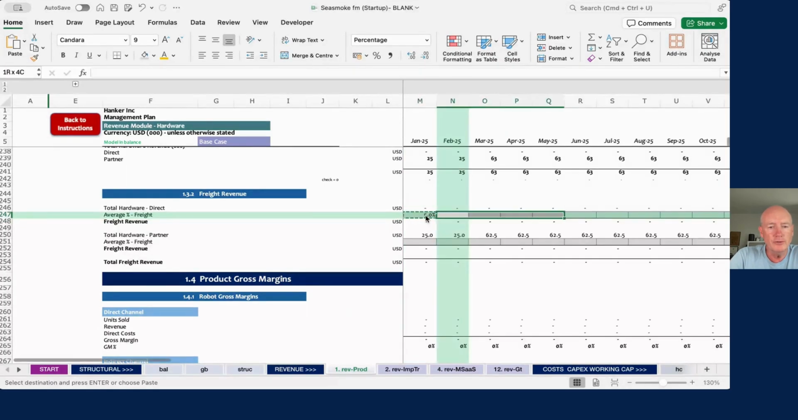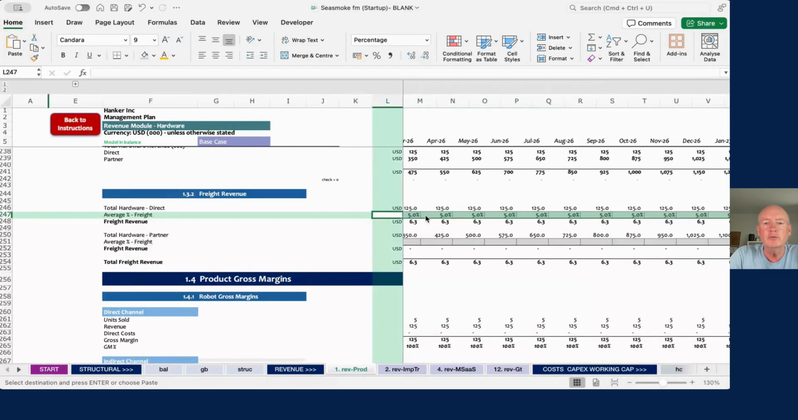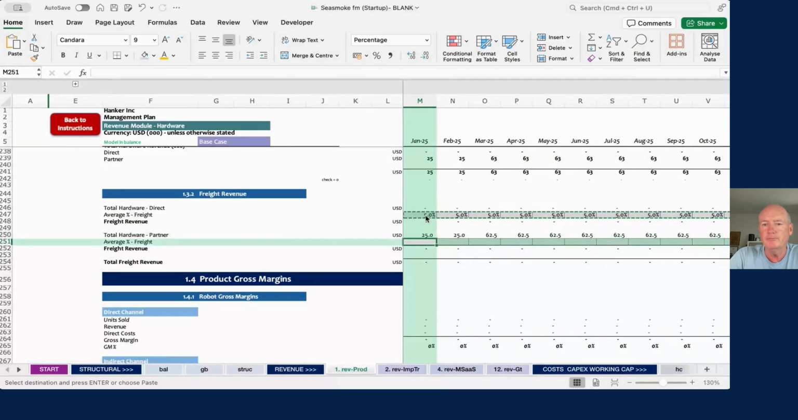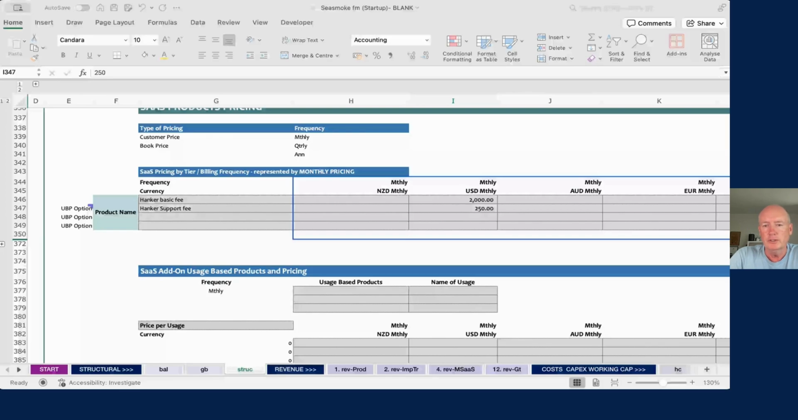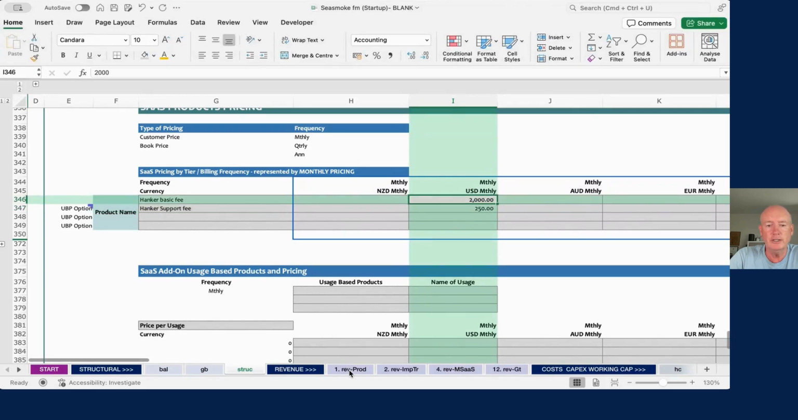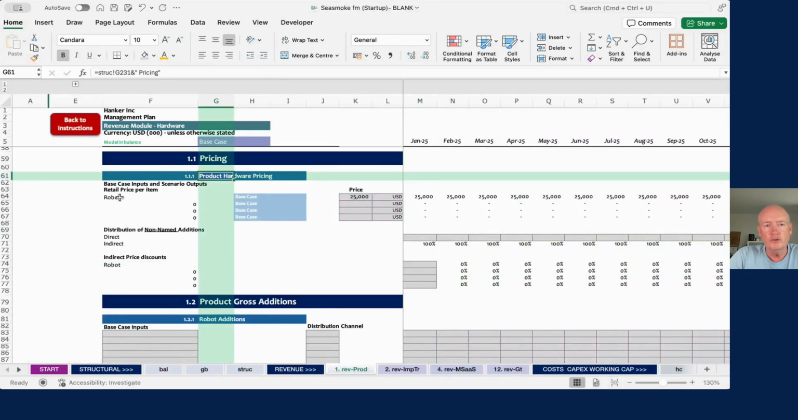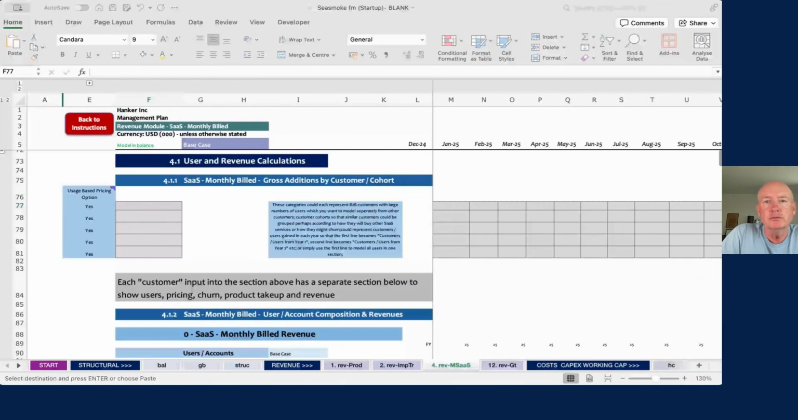And then if you just flick down here quite quickly, hardware revenue. So on the freight side, I'm assuming that we're going to charge 5% of revenue to a retail customer. There'll be some cost attached to that, and we'll deal with that later. So let's just stick that in there, and you can see there that there's some revenue. So that sorts that out. Let's move on to the next one. So we've just done the robot pricing for the hardware itself. Let's move on to the SaaS.